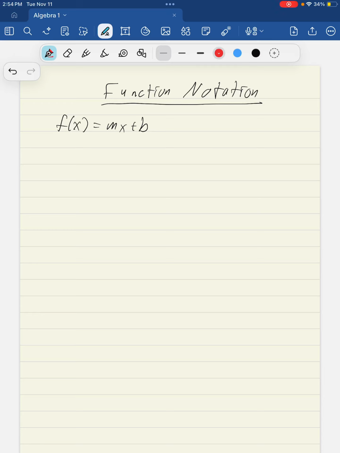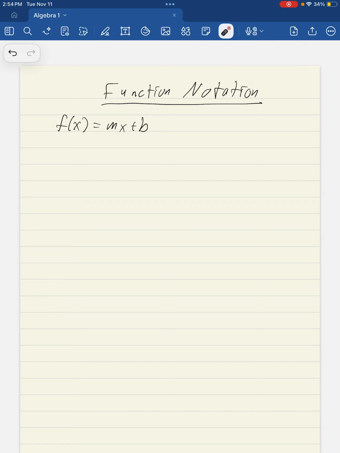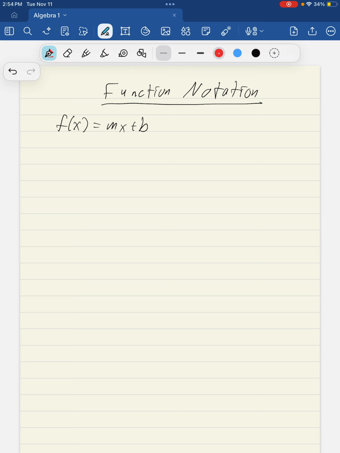All right, welcome back. And today we're talking about function notation. And function notation is going to be given to you guys something like this. It'll look like f parenthesis x equals mx plus b, or some values over here. Now, we got to remember with functions, you have an input, and that's your x value. And we have an output, which is your f of x.